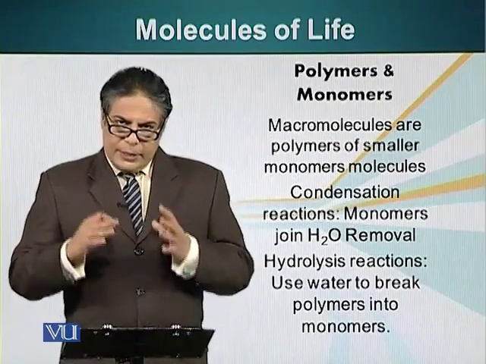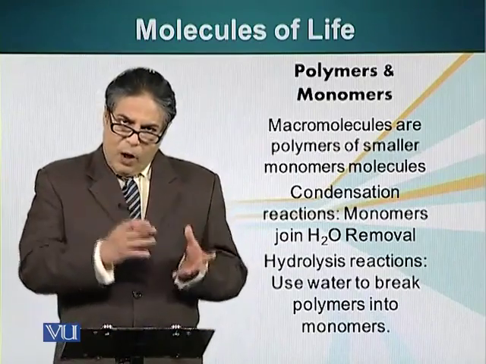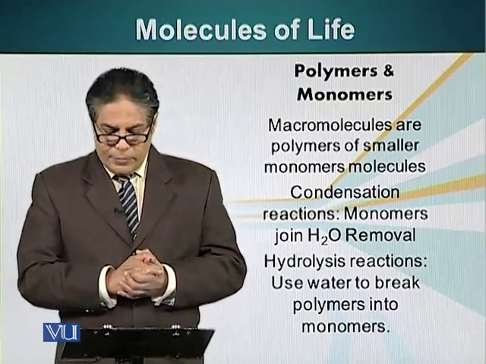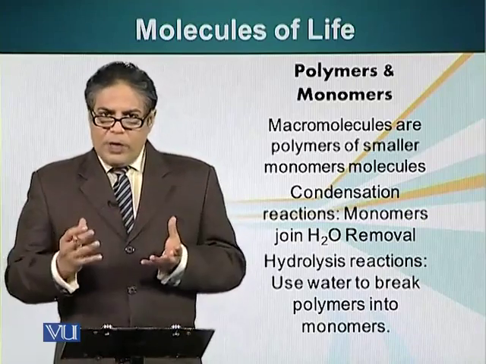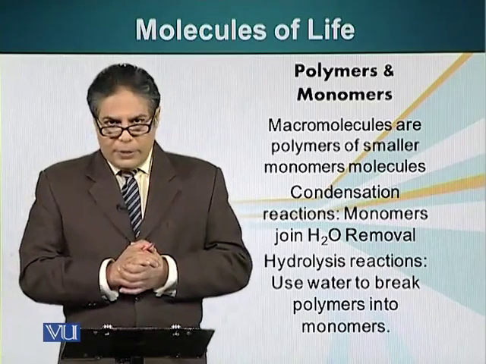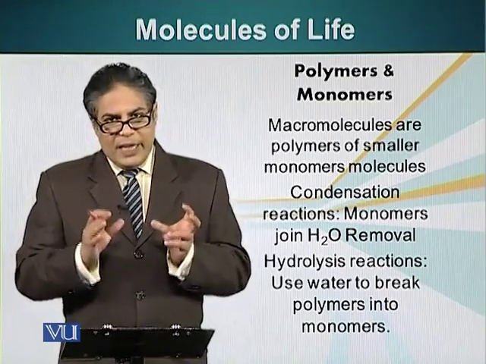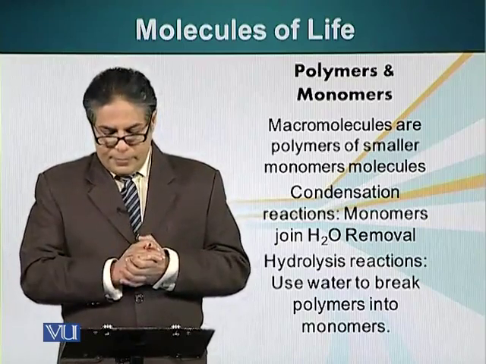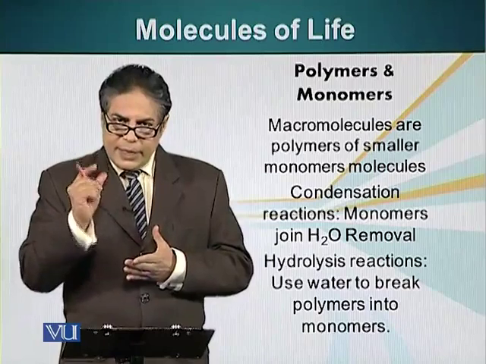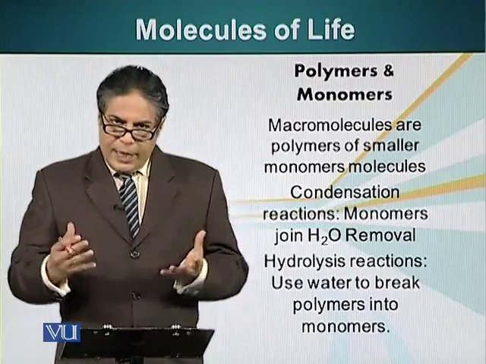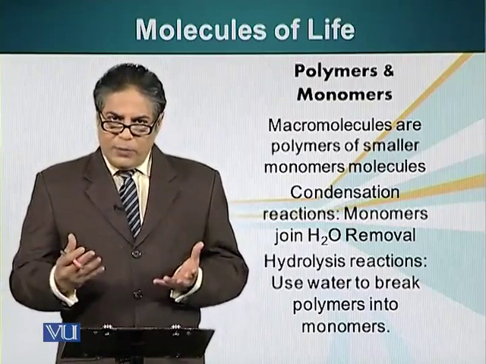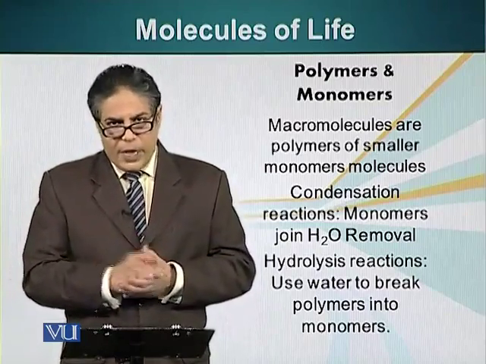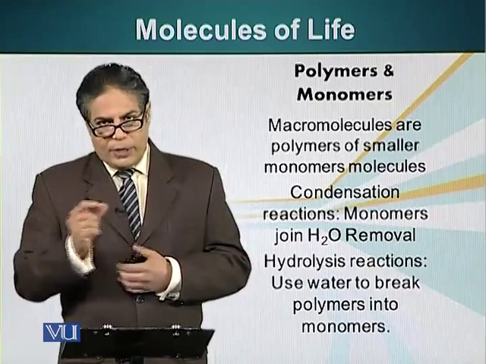Let's discuss how these smaller building blocks form larger molecules. Larger molecules are also called polymers. Polymers basically means something with many units. Monomer means single unit. In the cell, almost all the large molecules are actually polymers. They are made up of smaller units.